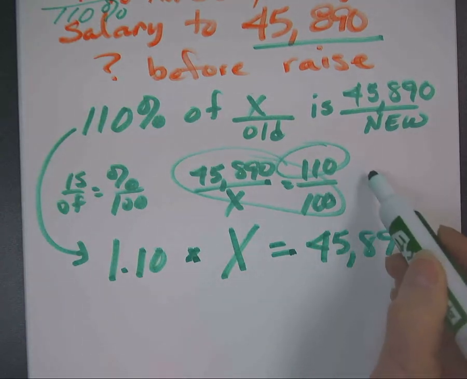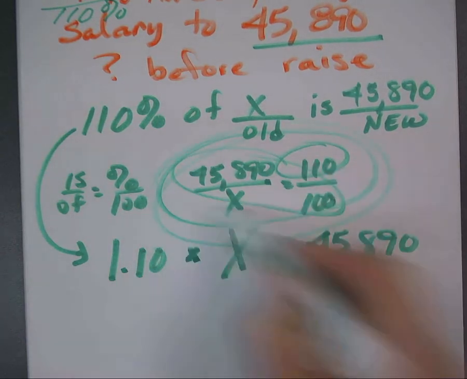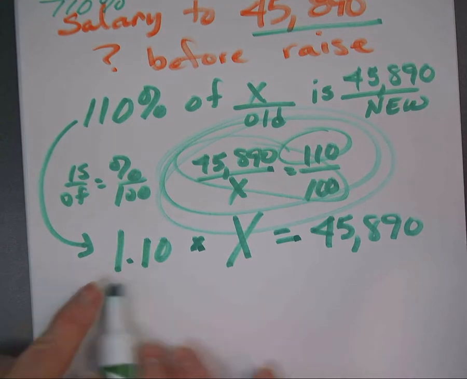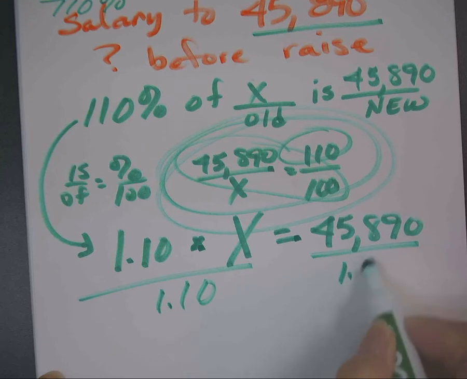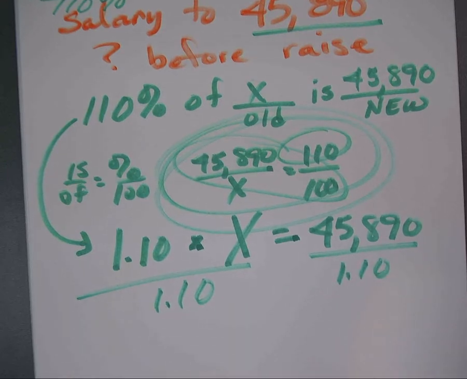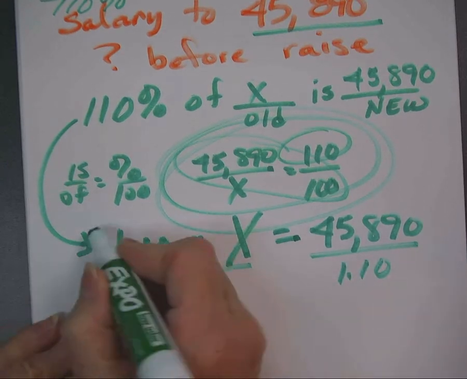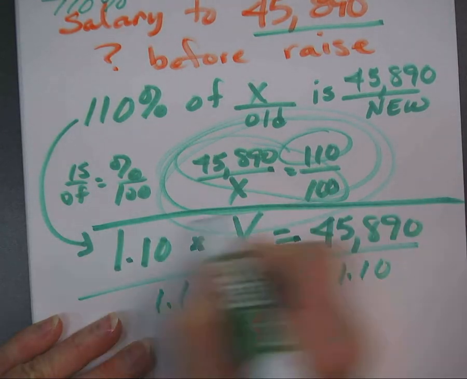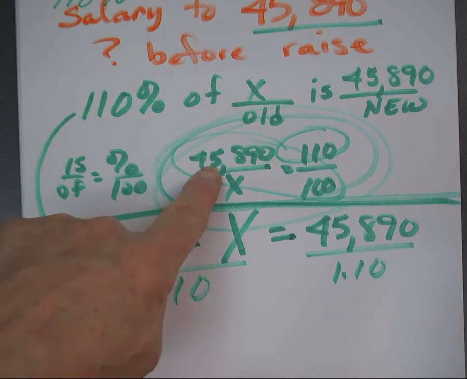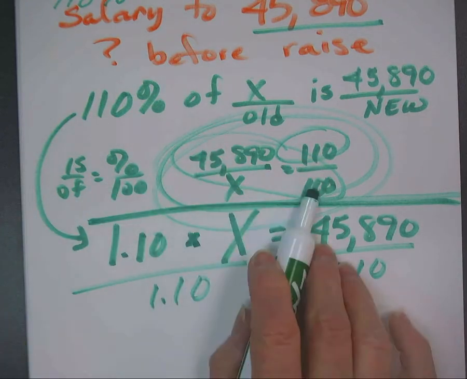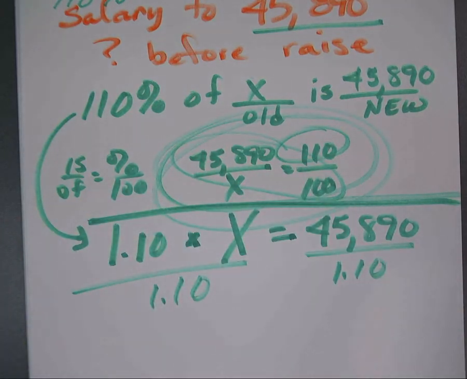So you can either do it this way or this way. And if you do it this way, you would divide by 1.10. So one or the other, whichever way you like the best. The is over the of, this way you like better? Okay, so multiply that, divide by that, and tell me what you get.